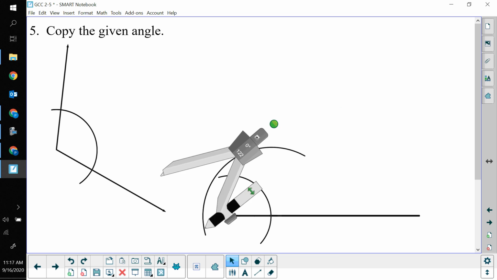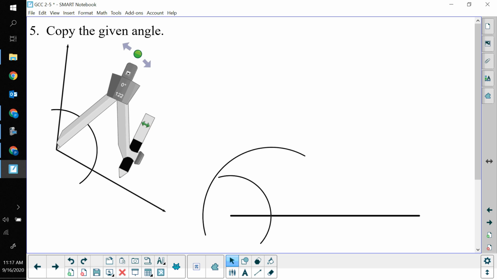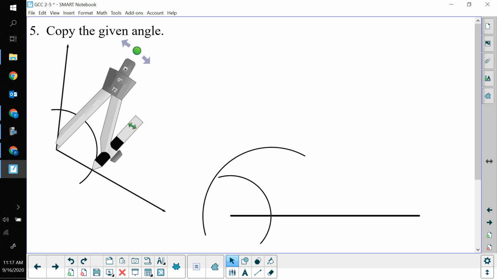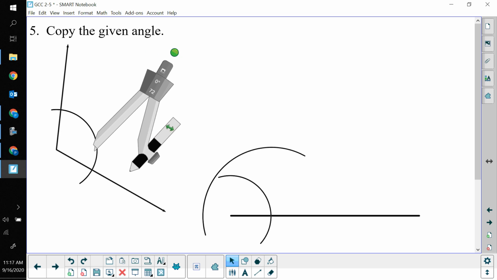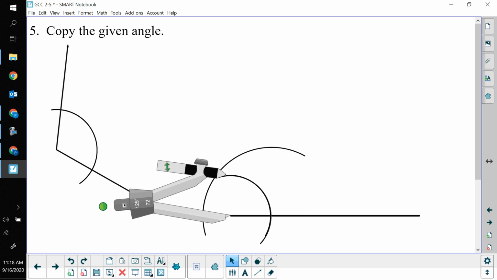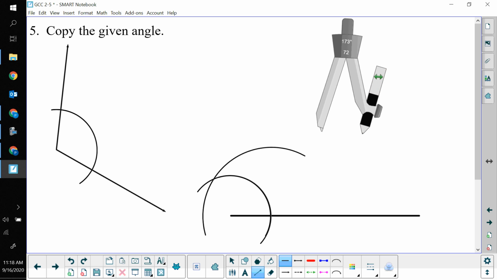So I've got to go back, and I've got to reset my compass to that original arc. This is why I mentioned to make the arc pretty big here, because now I have to go through and redo this to get my intersection. So if I just made that bigger in the beginning, it would have saved me some work. So you start your segment at the end point, and it goes through the intersection, and you now have your copied angle.